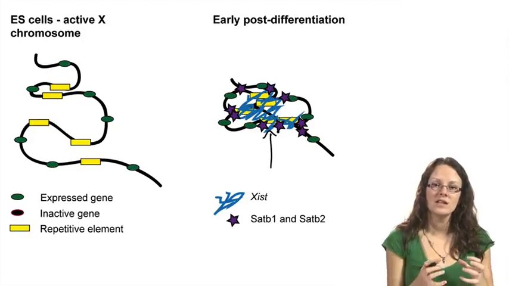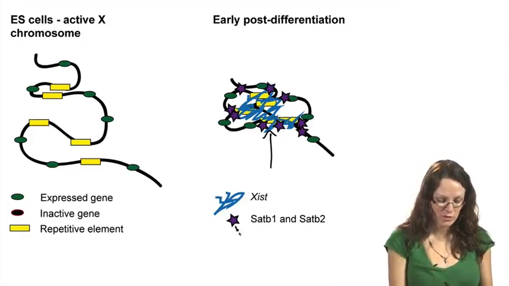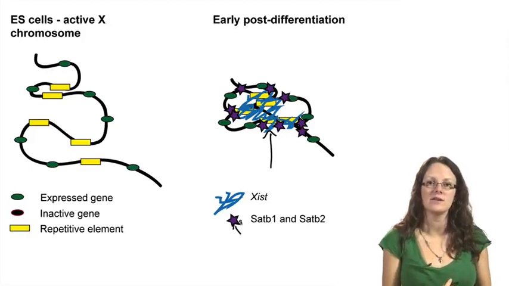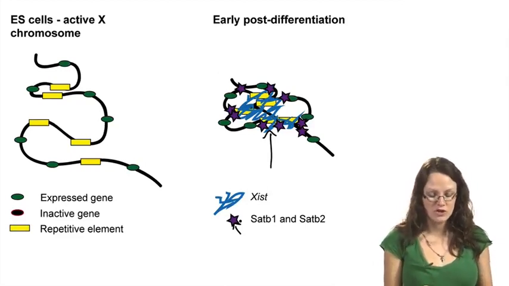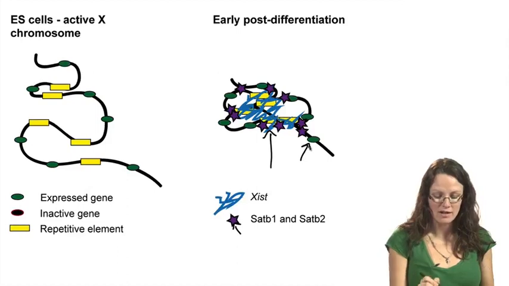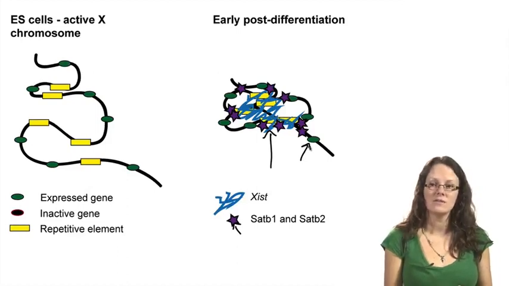This region contains these purple stars, the SATB1 and SATB2 that I mentioned, these competence factors that are required. But at this early stage, while the repeats have been silenced because they are within this silent nuclear compartment, this Xist domain, we know that the genes remain on the outside, and so the genes remain active, and I'm showing that here as being green.